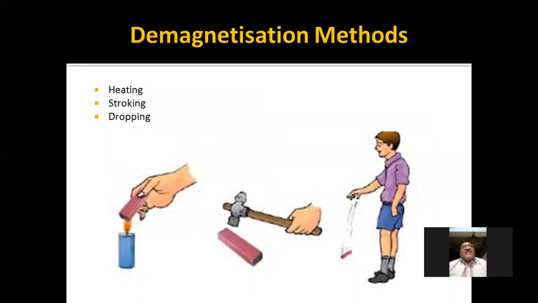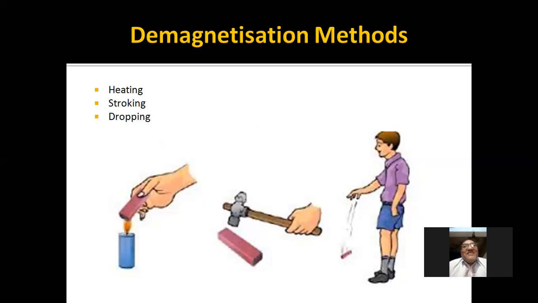The discussion is that if, for example, you have a magnet and you want to demagnetize it, the methods are very simple. There are basically four things which we can use to do the demagnetization. If you have a magnet and you want it to lose its magnetism, how can you do that? You can do heating. Take a Bunsen burner or a candle or any kind of flame and put the permanent magnet on that flame. Keep it heating for some time, and after some time you will observe that it has lost its magnetism.